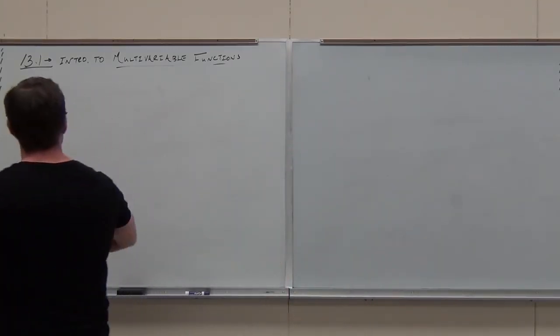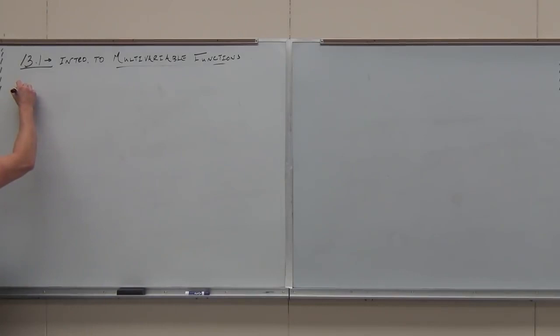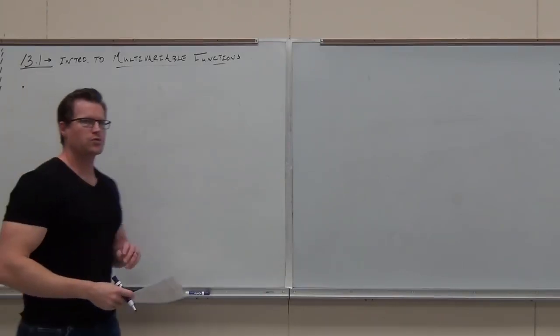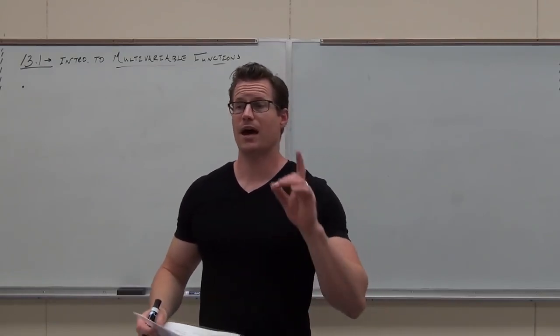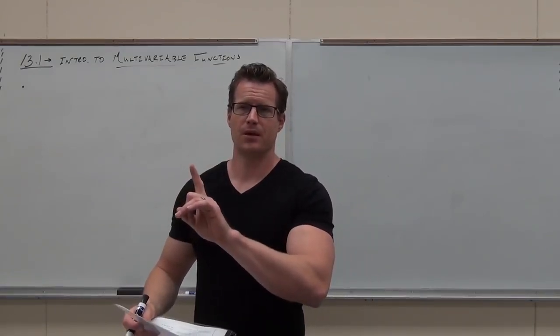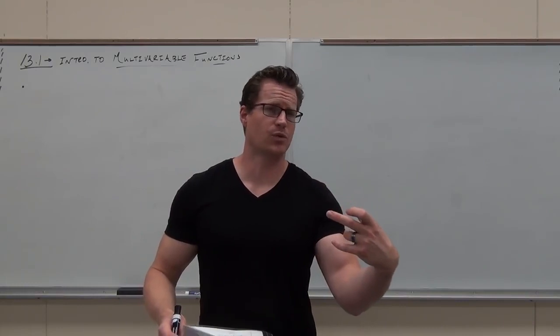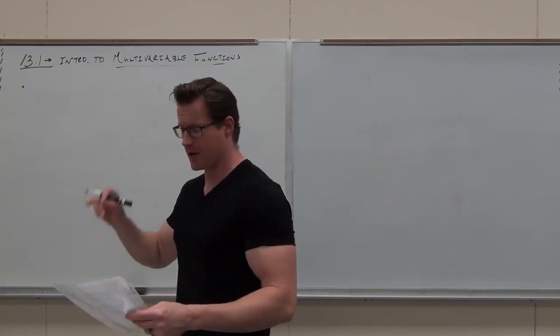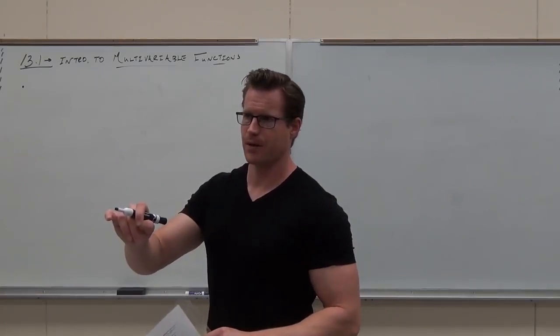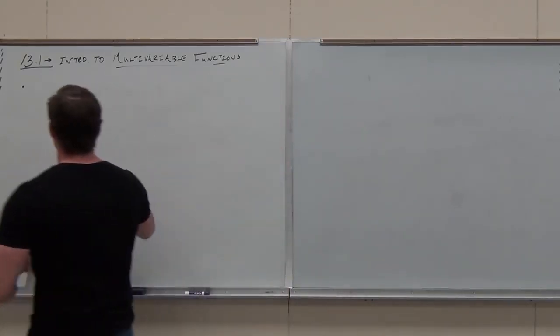So number one, in order to graph a function, these are universal, in order to graph a function, you have to have one more dimension than you have independent variables. We're always going to revert back to independent variables when we talk about those things. You always have to have one more dimension than you have independent variables.